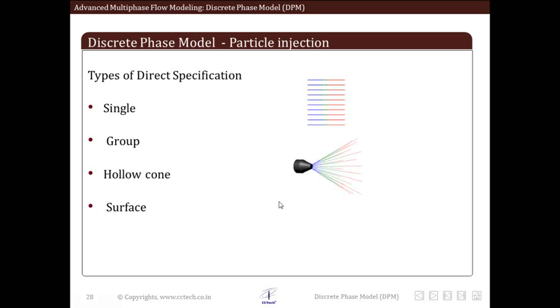Next is surface injection, in which particles are injected along a surface, which is this type of injection. Again, we will see all the inputs required for such injection in coming slides. We can also set up a file injection, in which we give the parameters of all the particles within an injection file, which we upload into the Fluent calculations.